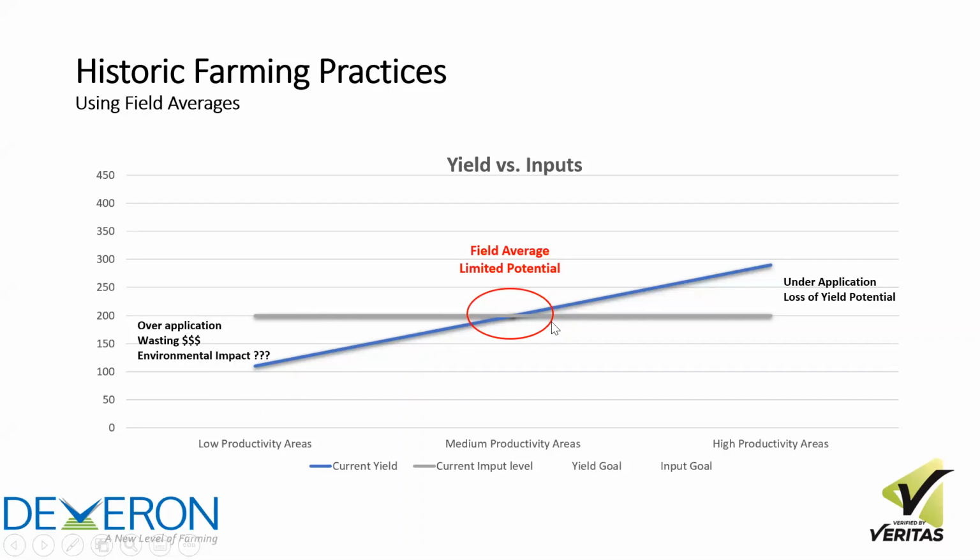We're over applying, we're wasting money, and potentially having an environmental impact. On the flip side, everything to the right of the average is areas where yield is high, and we're actually under applying nutrients. So as crop yields go up and we're not adjusting this level bar, we actually wind up with more of the field under fertilized.